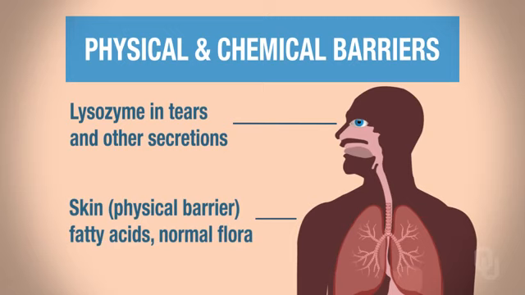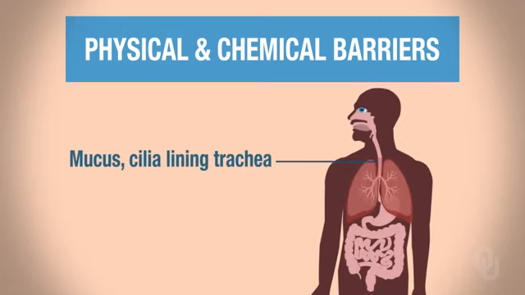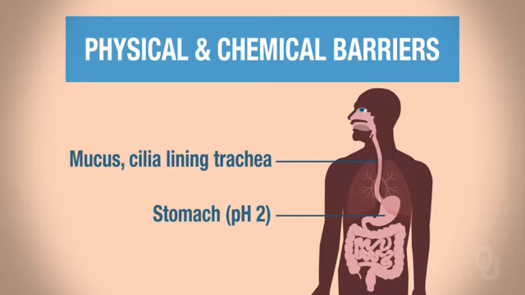and some foreign invaders cannot survive on the skin just because of the normal flora on our skin. Then you have the mucus and the cilia that line the trachea. The mucus traps any foreign particles, and then the cilia works that debris up the respiratory tract and into your mouth so that you can either swallow it or spit it out. If you swallow it, it goes down into your stomach. And remember, the stomach has a pH of 2. It's very acidic. So it's likely to kill most invaders, but not all.